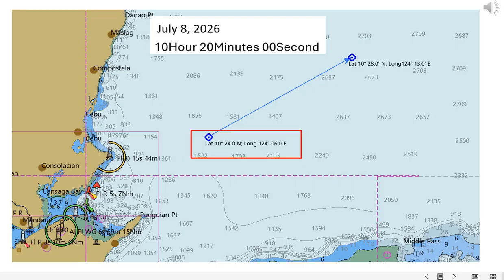The red rectangle highlights the ship's position, while the blue line represents the ship's track or intended movement. The nautical chart provides the geographical location where the navigation problem is based.